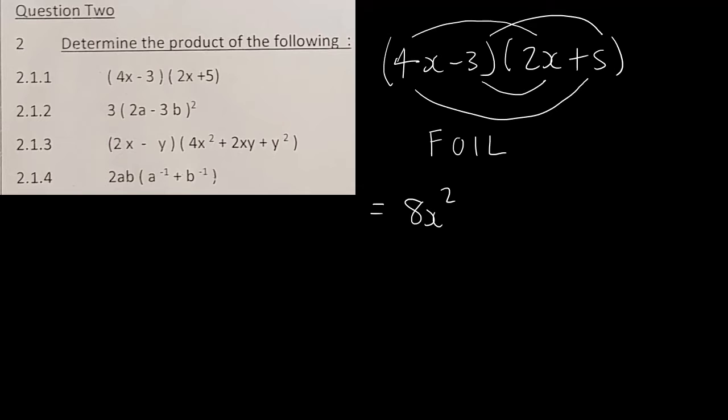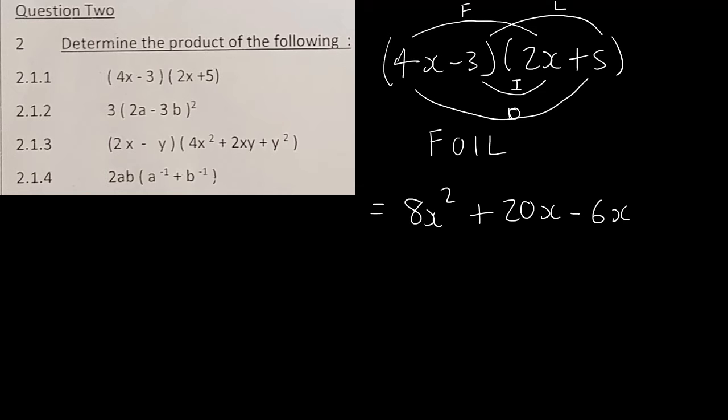Now, this is the first. Then I'm going on to the outside, that line there. So it'll be 4x times plus 5, which will be plus 20x. Then I'm doing the inside. It'll be minus 3 times the 2x, which will be minus 6x. And then I'm doing the last.